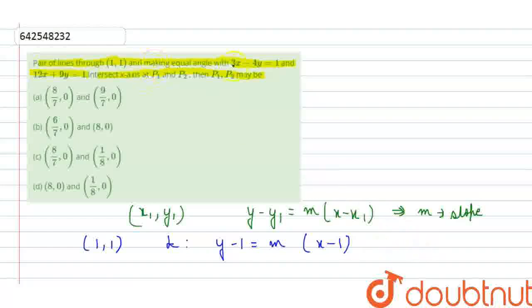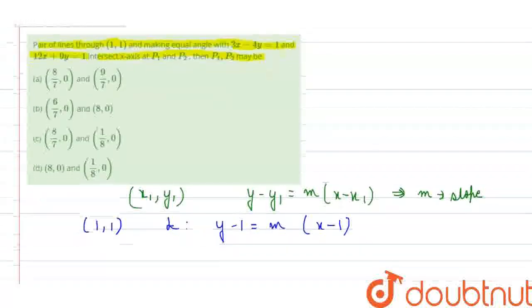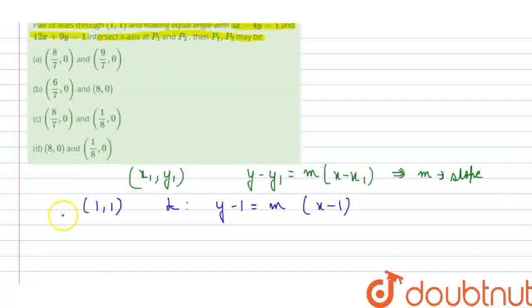Now in the question it is also mentioned that it is making equal angle with both lines, that is 3x minus 4y equal to 1 and 12x plus 9y equals 1. So it is making equal angles. Firstly, let's find out the slope of both lines. The first line L1 is 3x minus 4y equals 1. So what is the slope? Comparing it with y equals mx, I get m equals minus 3 upon minus 4, that is 3 upon 4.